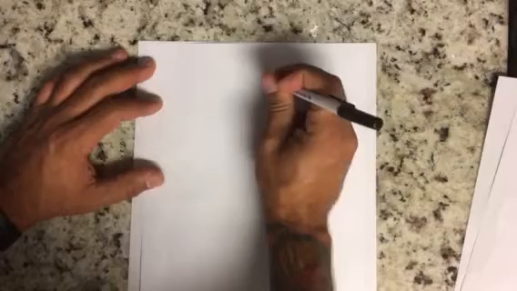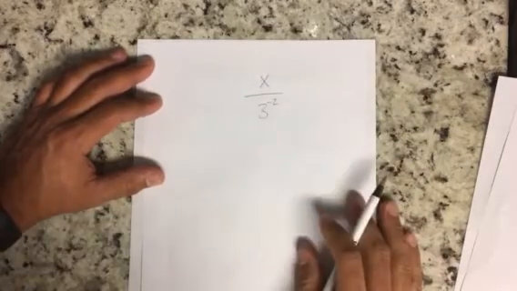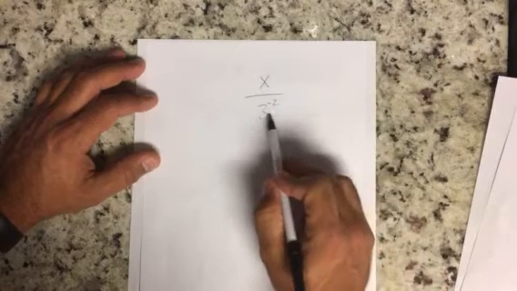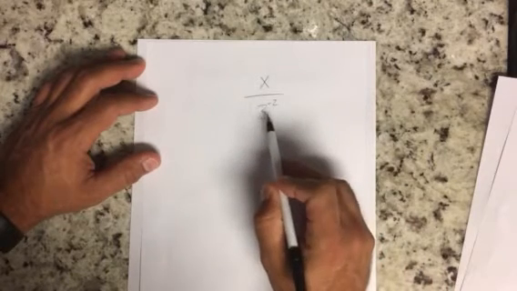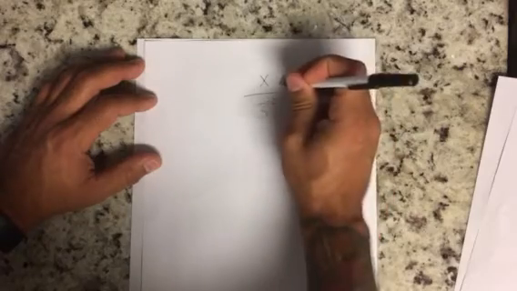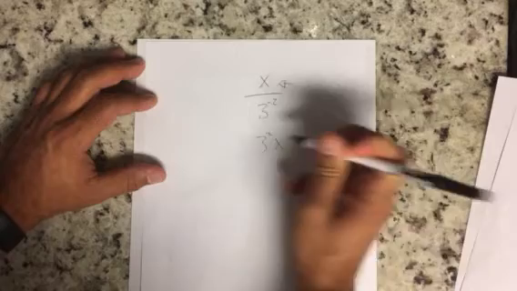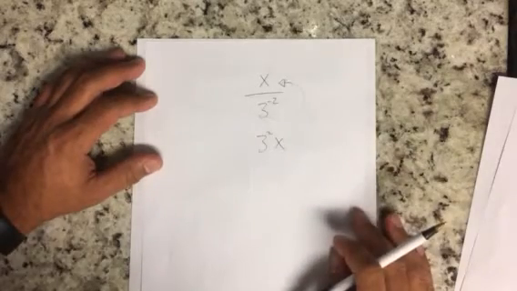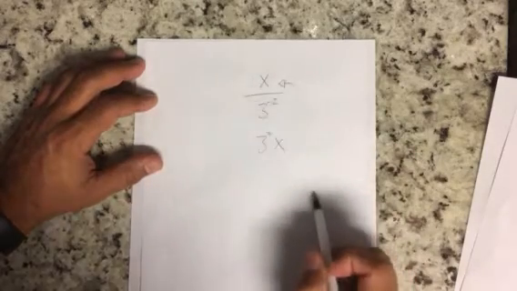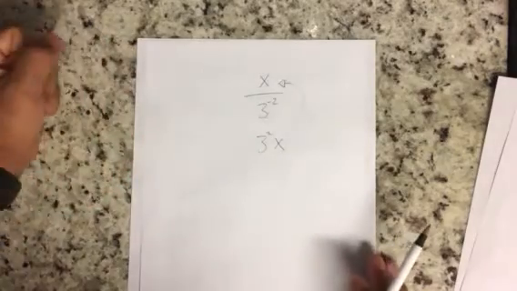Unless, of course, it started on the bottom of a fraction. If it starts on the bottom of a fraction, that means that it needs to go to the top and get a positive exponent. So this is going to become 3 squared times x. There's nothing left on the denominator of the fraction, so the denominator of the fraction is just 1, which I don't need to write.